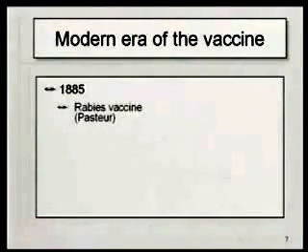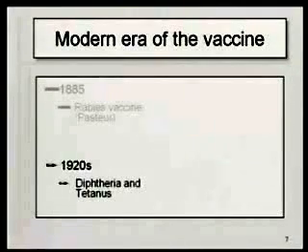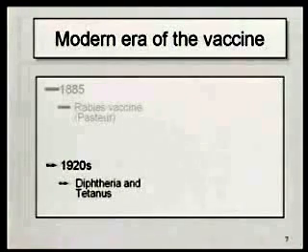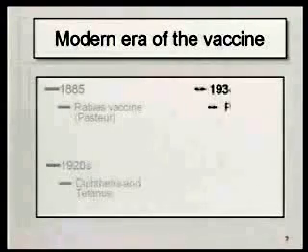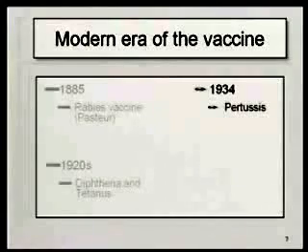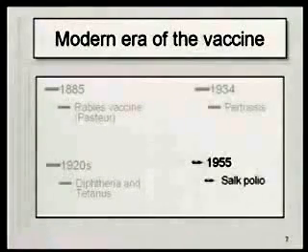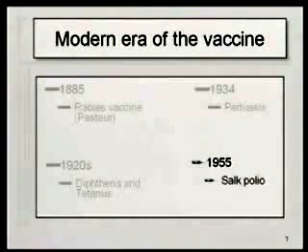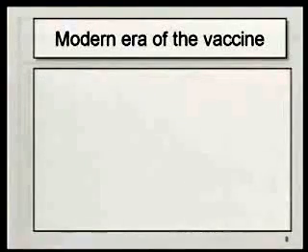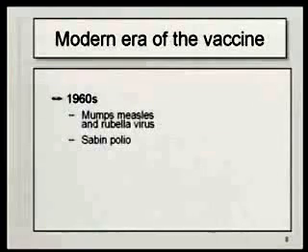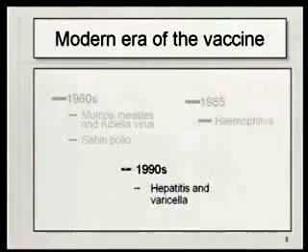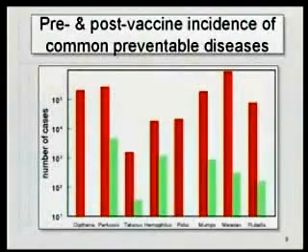Okay, the modern era of vaccination and immunization started in the late 19th century. First vaccine was rabies vaccine, developed at Pasteur Institute. 1920s, several decades later, diphtheria and tetanus were formulated and used and still being used. Pertussis vaccine came along in 1934, and Salk vaccine, which is the killed poliovirus vaccine, was developed in 1955. 1960s, mumps, measles, and rubella vaccines were formulated, and then Sabin live polio vaccine was developed also in the same year. 80s, Haemophilus, and 90s, hepatitis and varicella, and we are continuing to develop more and more vaccines.